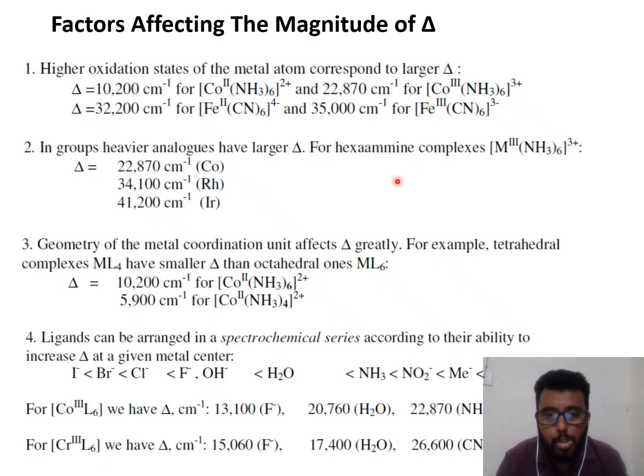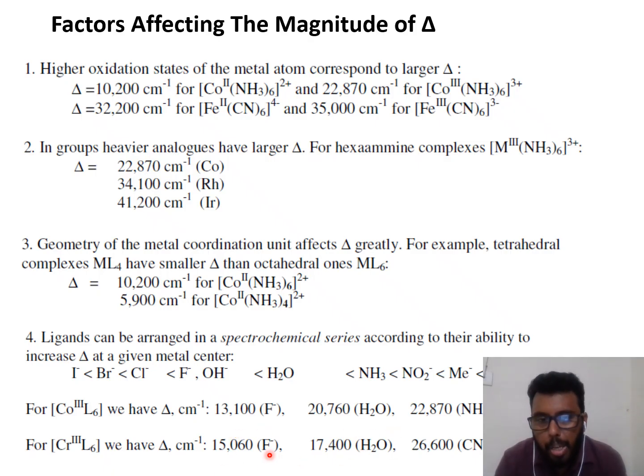metal center. Mostly the halogens are weak, so they are present at the left corner of this spectrochemical series, and also cyanide and CO, the stronger ones, are present at the right side, and the neutral ones like water and amine are present in the middle. As a result, you can see that for the L6, especially the aqua one and the fluoride one, the fluoride one is having a lower delta value compared to the aqua one.